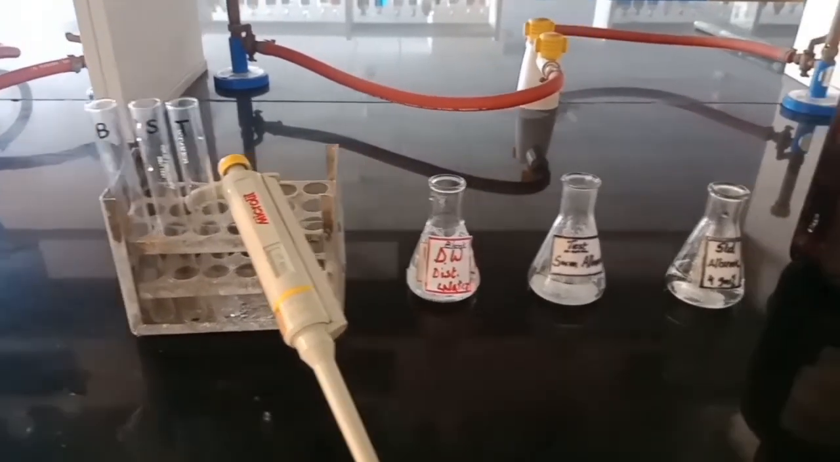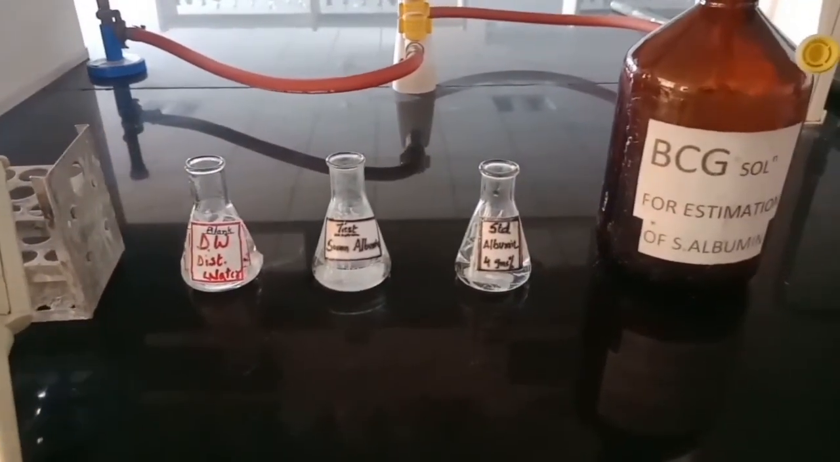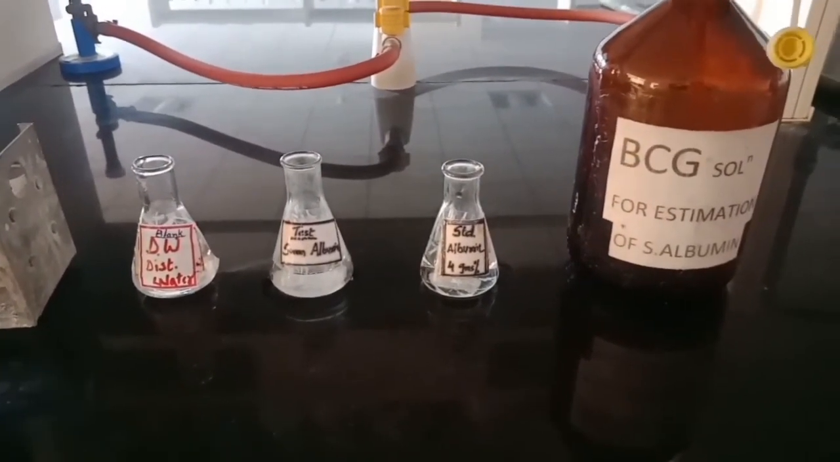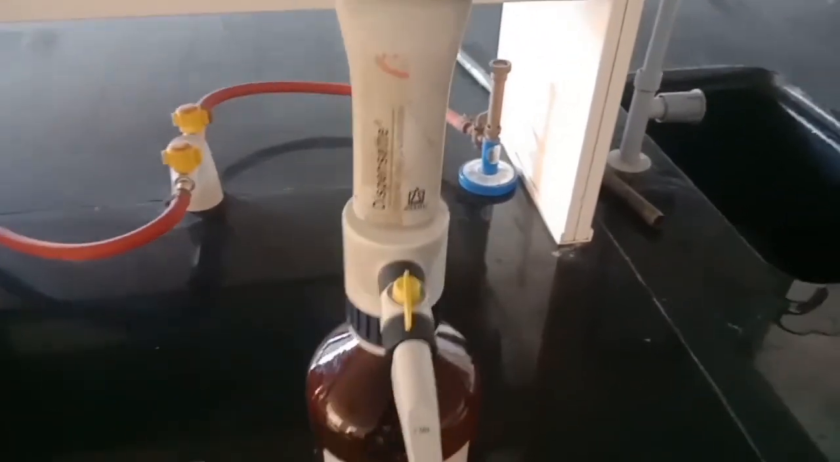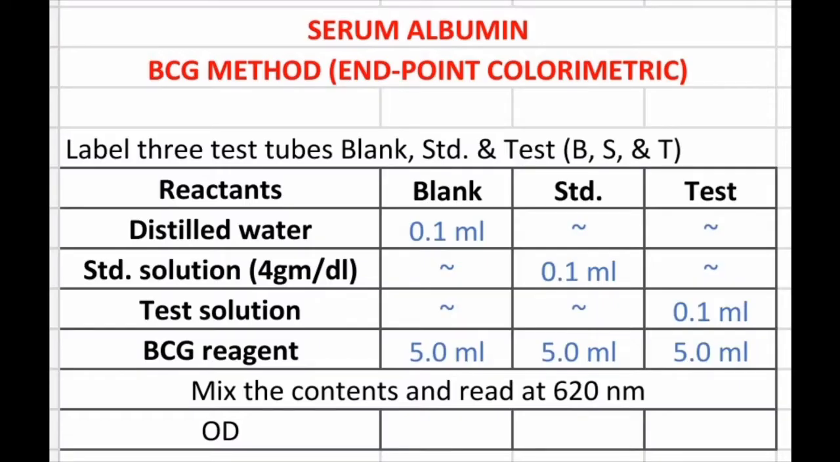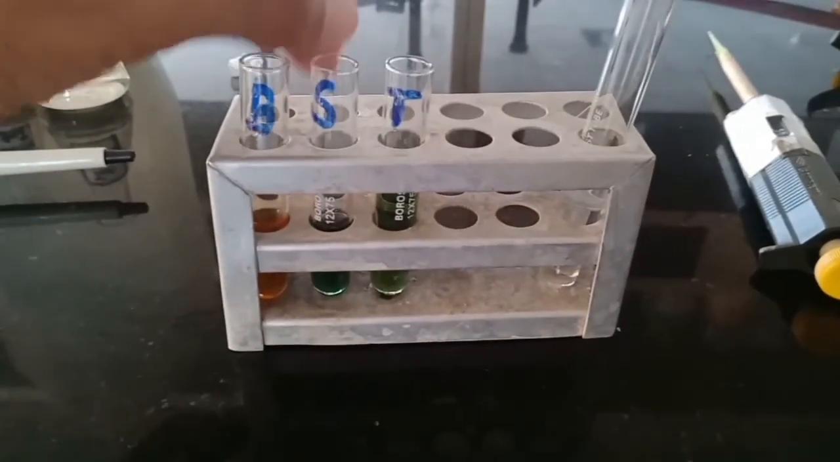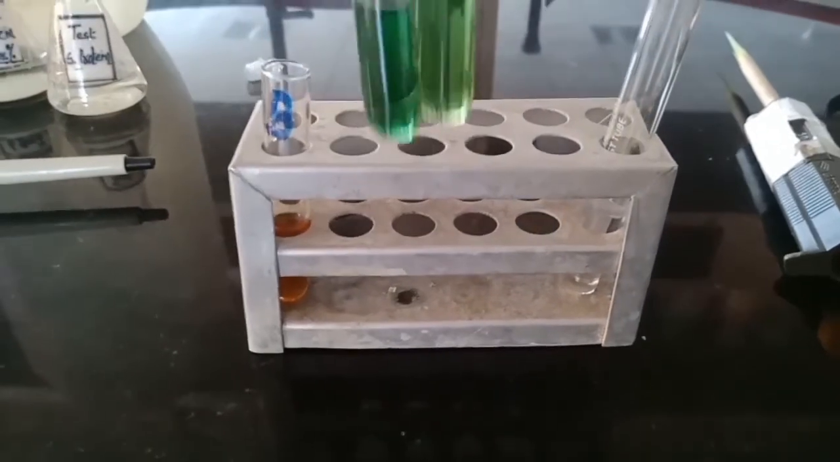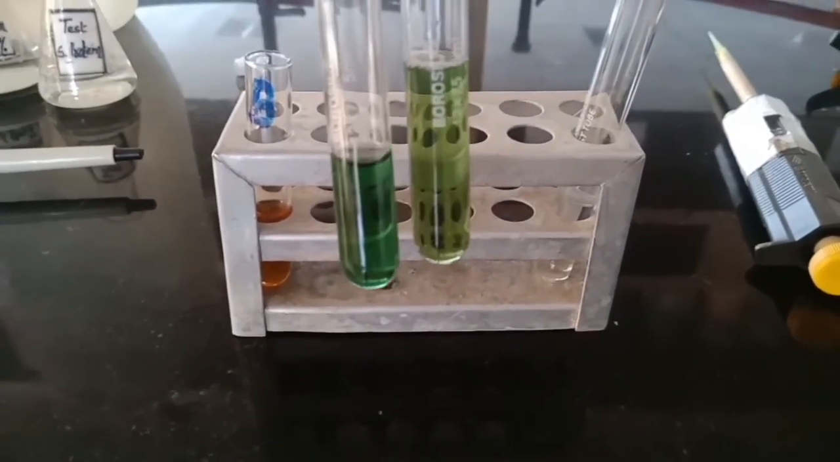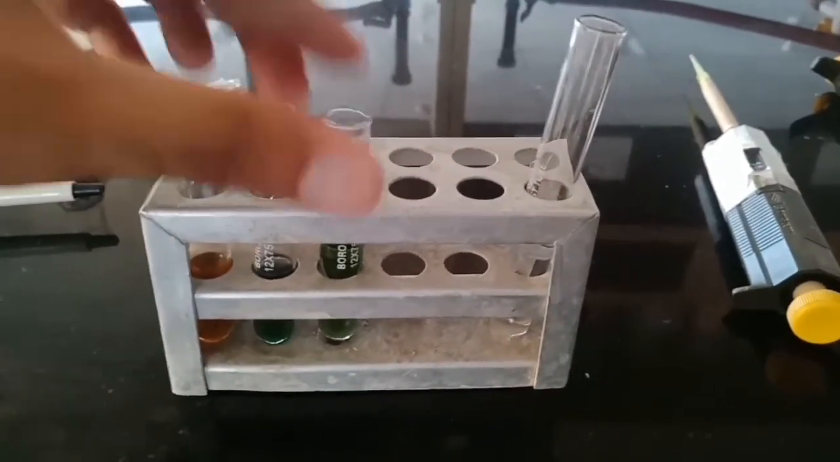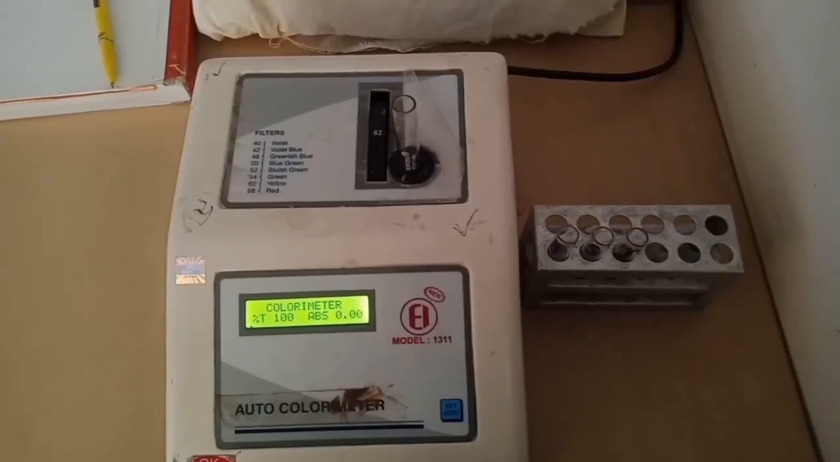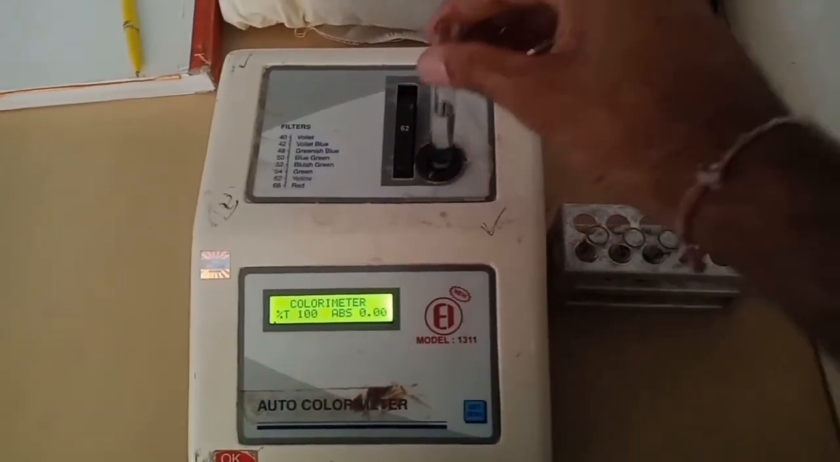Same things are required, just change the standard solution with albumin, which is 4 gram per deciliter, and reagent BCG, Bromo-Cresol green. Same procedure we have to do, just take OD at 620 nanometer. Here also you can see that test color is lighter than the standard color. So here also albumin concentration will be less than 4 gram per deciliter. Now we'll take the ODs.